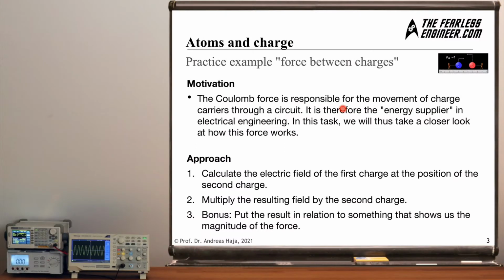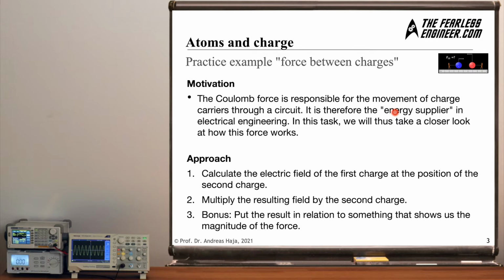Now, before we dive into this example here, let's briefly talk about the motivation behind this exercise. The Coulomb force, which we have previously talked about, is responsible for the movement of charge carriers through a circuit, for example, a copper cable or a PCB which conveys electricity to a resistor or to an integrated circuit. Therefore, the Coulomb force is the basic mechanism, the energy supplier in electronics and electrical engineering. And this is why in this task we will take a closer look at how this force actually works.